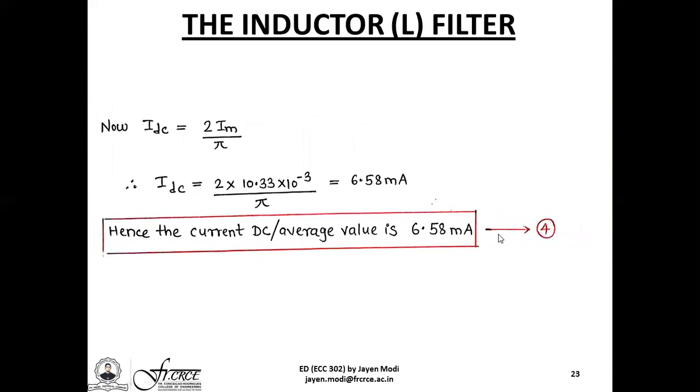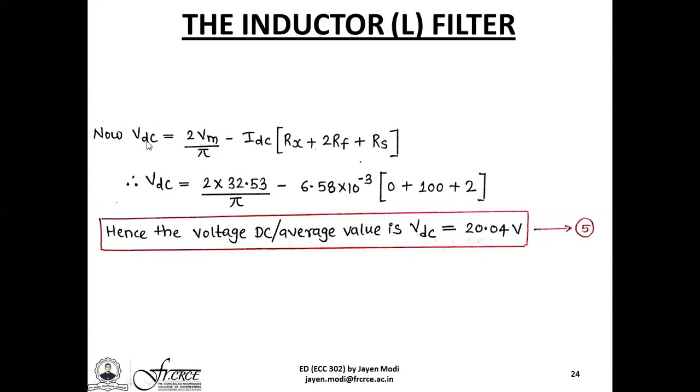The DC or the average current is given by twice Im by pi. That is 2 into 10.33 into 10 to the minus 3 upon pi, which is 6.58 milliamperes. So the average DC current is 6.58 milliamperes.